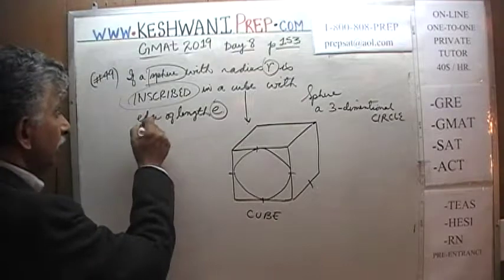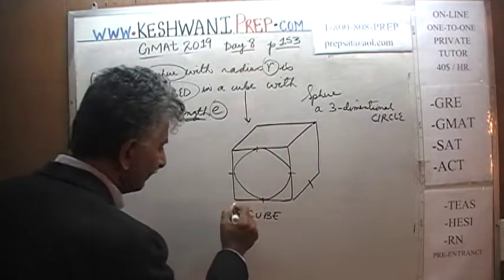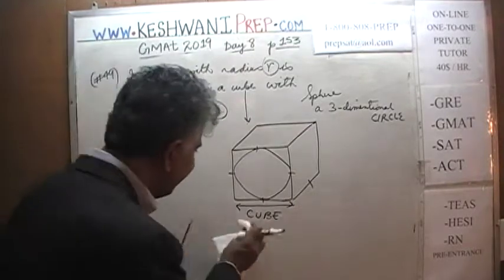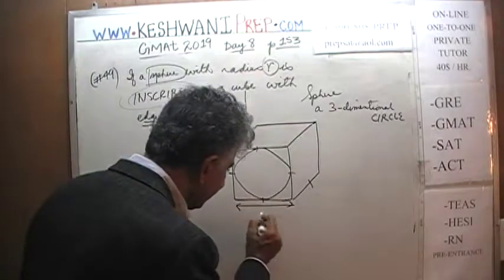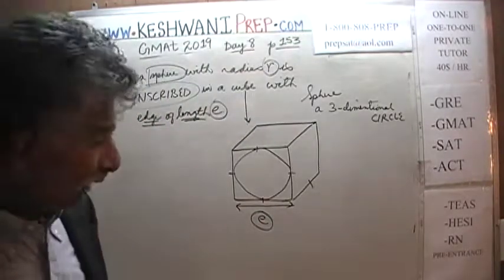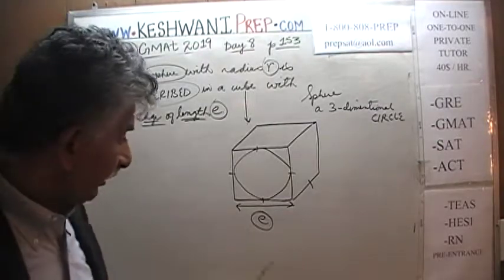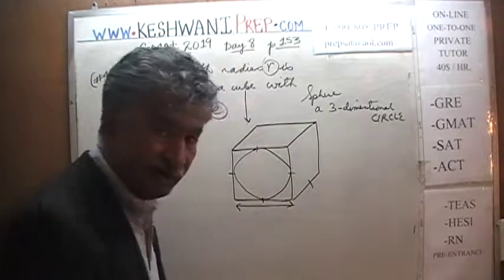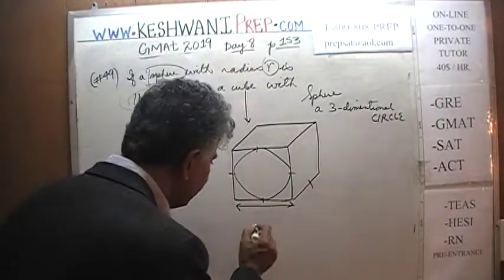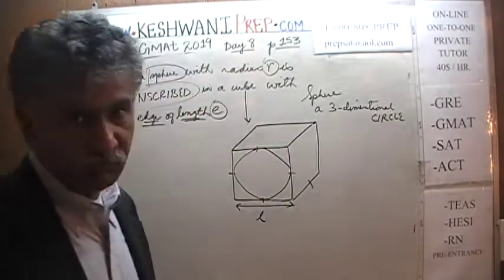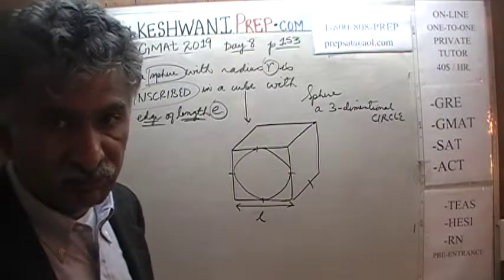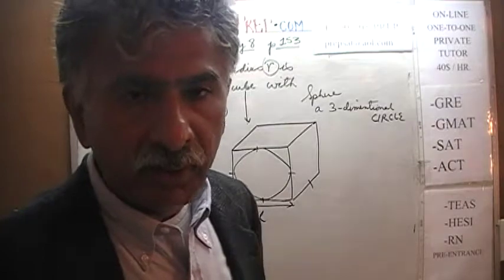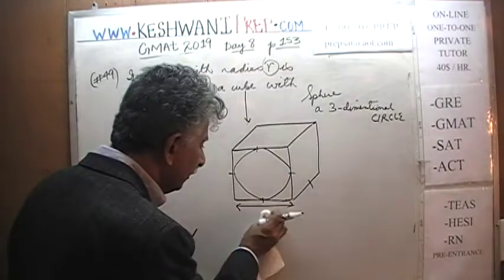And we are told that the length of the edge is E. This length right here, we are told, the length of this edge is E, which is where things get confusing, again by design, because usually, conventionally, the traditional way is to symbolize this length by letter L, which obviously is more logical. The length of the cube, with the letter L. Why use E?